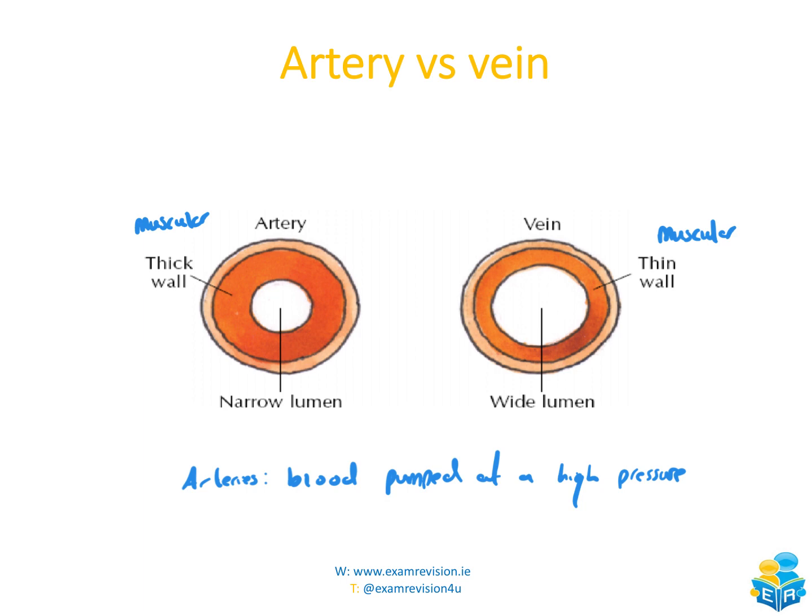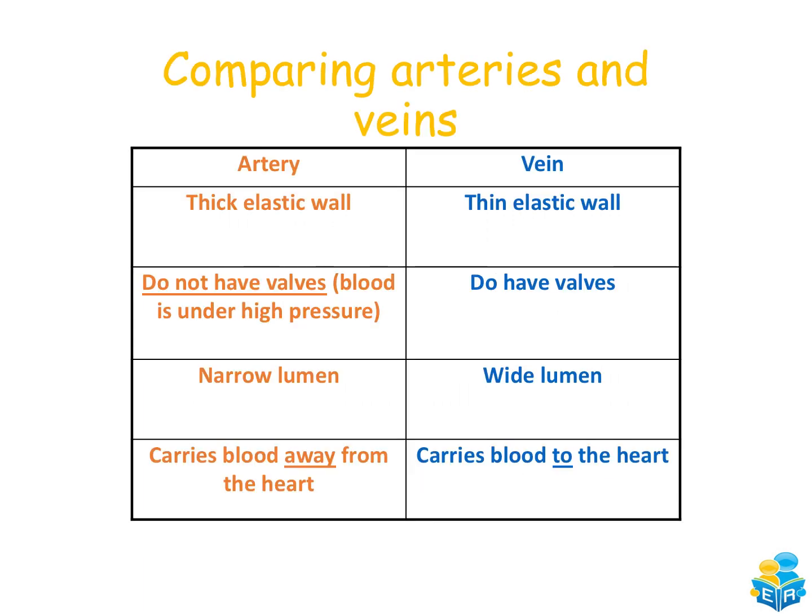The vein is just returning the blood back to the heart, so it doesn't have to be pumped at a much higher pressure because it's going to get there eventually anyway. So the arteries pump blood at a much higher pressure, so they're going to have the thicker wall and the narrower lumen to allow for that to happen. Now, a couple of other differences that we have here as well.